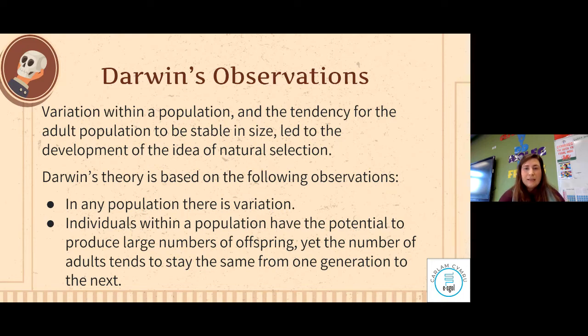So what this is saying is that the adults have the potential to produce large numbers, but the adults stay the same. So either they're not able to have offspring all the time, or what's happening is that they are having offspring, but not many of them are making it to maturation. They're not getting to the point where they are adults and reproducing themselves. So the adult population isn't increasing.